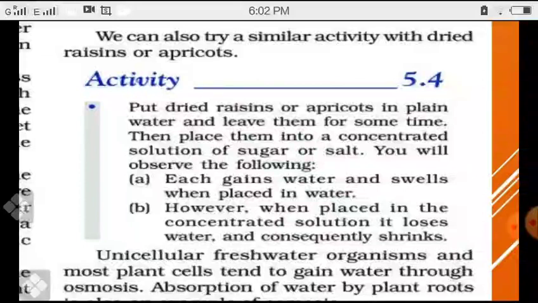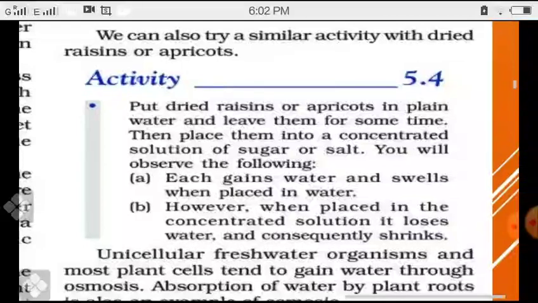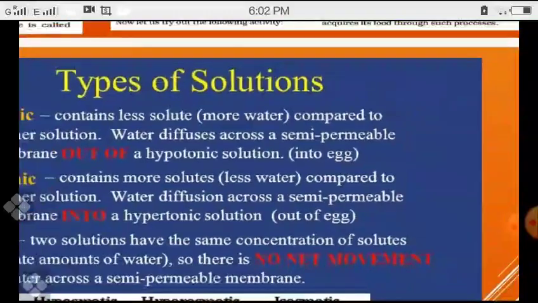Onadrakshi, dry raisins. Then place them into a concentrated solution of salt or sugar. So what do you see next? In condition A, it gains water and swells up. In the concentrated solution, what happens? It actually shrinks down. Let us see how it happens.